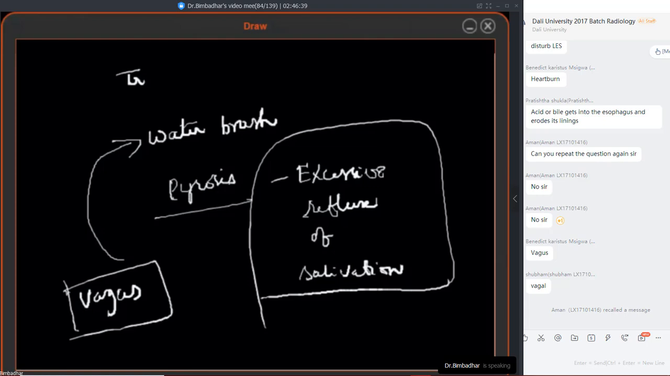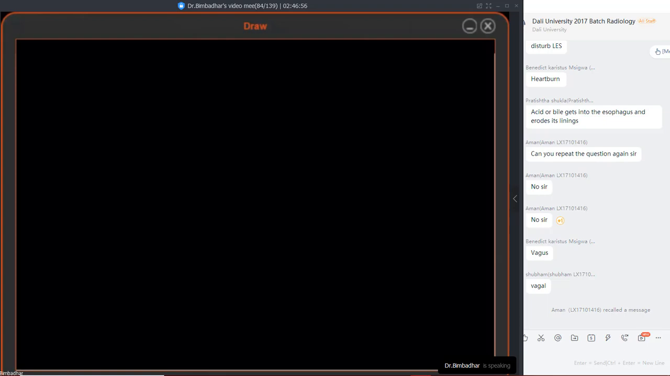And yes, which is also one of the most common conditions associated with GERD, not only because of the lower esophageal incompetency, but also because of the excessive salivation related to the vagus nerve. Now, maybe I will give this as a fact rather than asking it as a question.